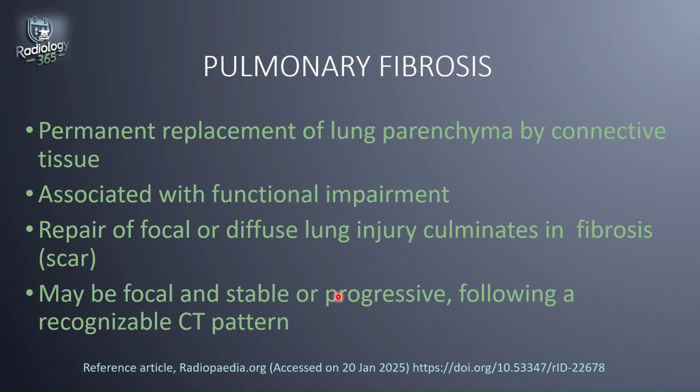When you get a wound on your arm or your leg and it's healing, it heals by forming a scar. And this scar is fibrous tissue, right? So that's the same thing that happens in the lungs when you have some kind of lung damage. It heals by fibrosis. And this may be either focal and stable, or it could be progressive following a specific recognizable CT pattern, such that you can look at your CT scans in a progressive pattern and tell what kind of condition is causing this specific kind of pulmonary fibrosis.